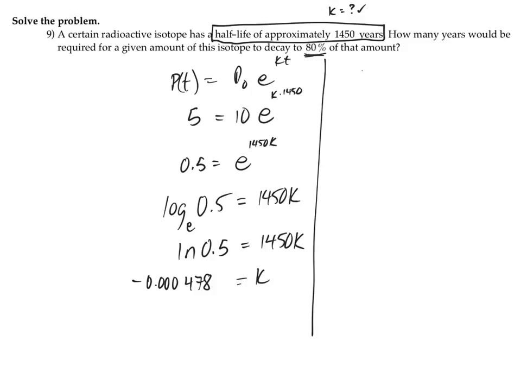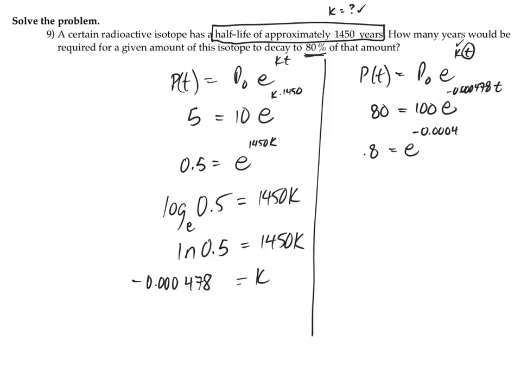Oh, okay, so my formula, P of T equals P0 e to the KT. And they want to know how long, so they're looking for T. I know what K is, and to start with, I'm decaying to 80%, so I'm going to start with 100%, and I'm decaying to get to 80%. So e to the, my K value is negative 0.000478 times T. Same thing, divide both sides by 100. E to negative 0.000478 T. Change it to log form.